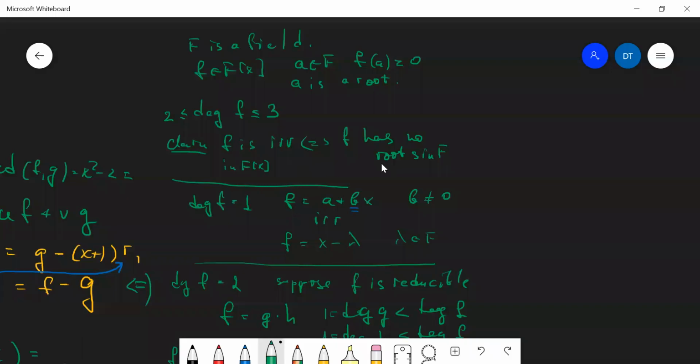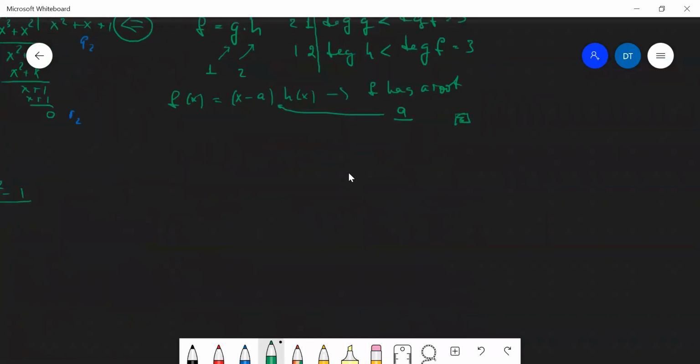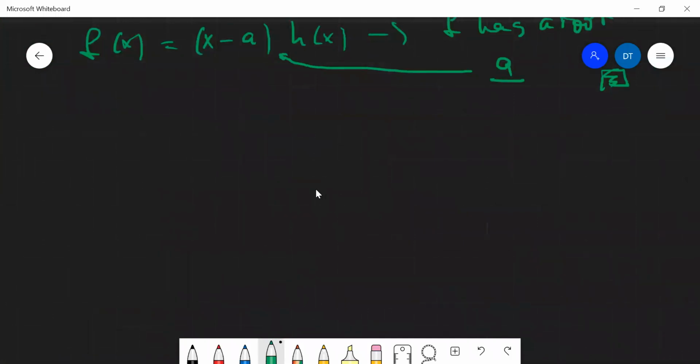Okay, let's see how it works. Let's see an example. Let's take our field to be Z2, so we will be dealing with Z2[x], and our polynomial is x^4 + x^3 + x + 1. Let's try to decompose this polynomial into a product of irreducible polynomials.